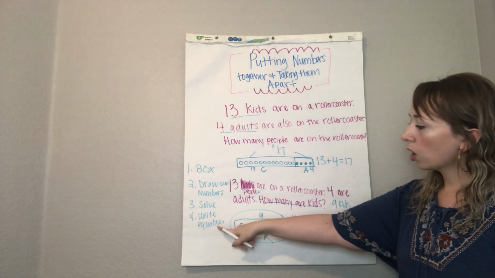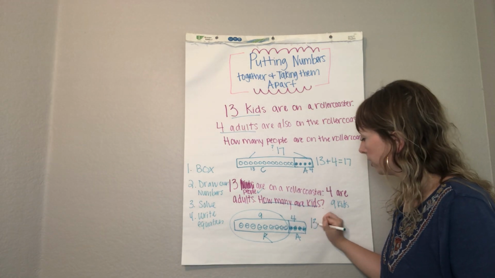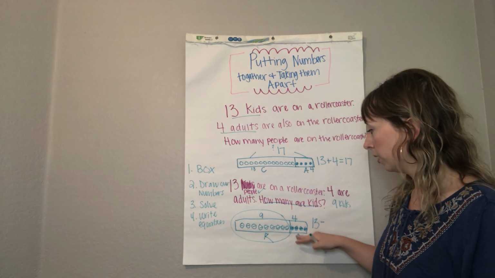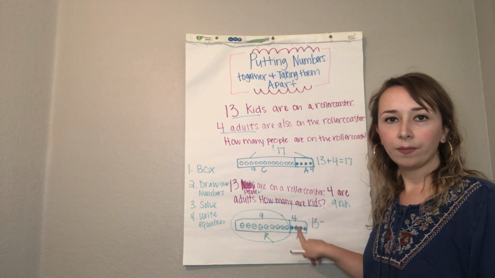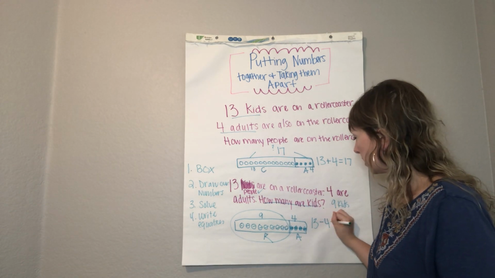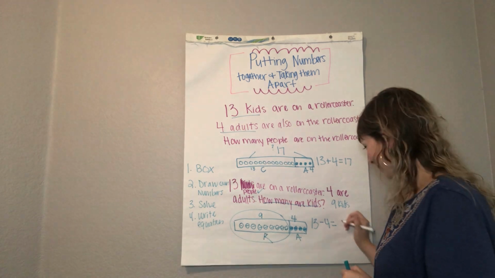What is the equation here that we used to solve this? We did 13 minus what to get our answer? We had 13. We took away how many of them? We took away those 4 adults. So 13 minus 4 gave me a total answer of 9.